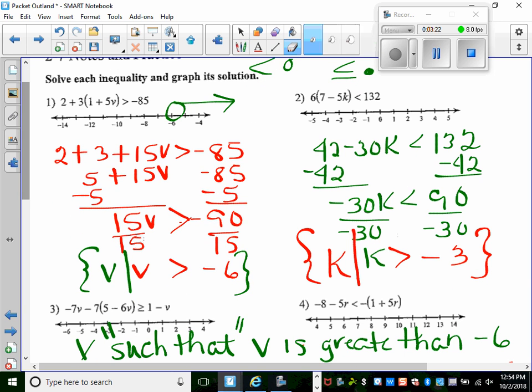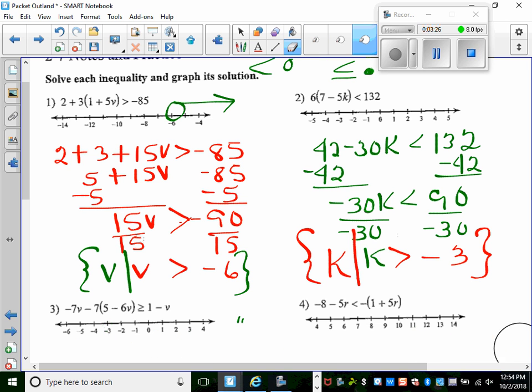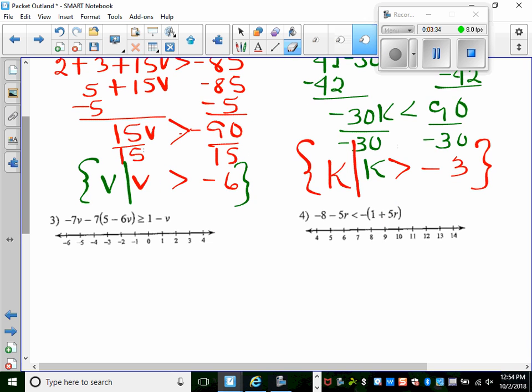Okay. Now, you only flip the sign if your coefficient is negative. That means if you multiply or divide by a negative. So you might want to make a little note of that. Okay, let's do number 3.